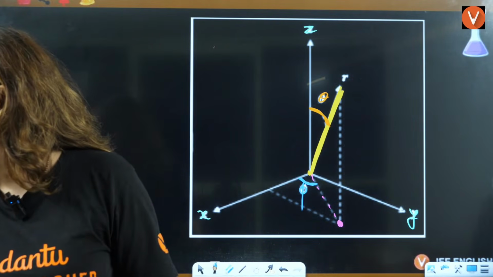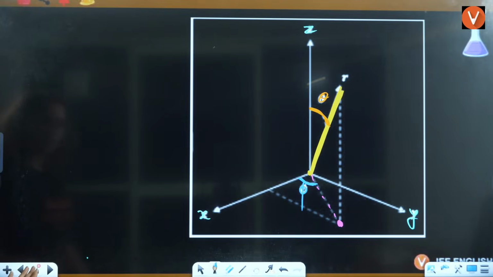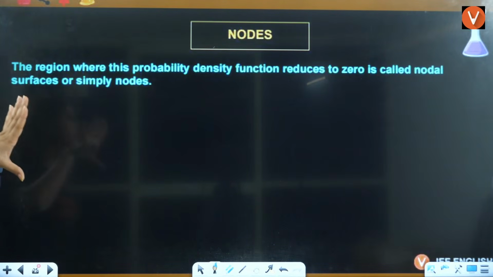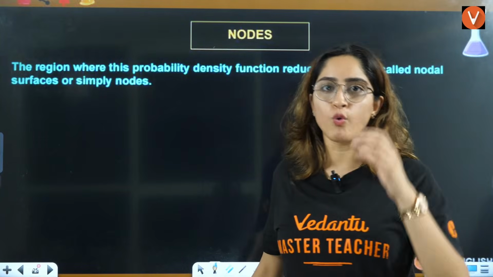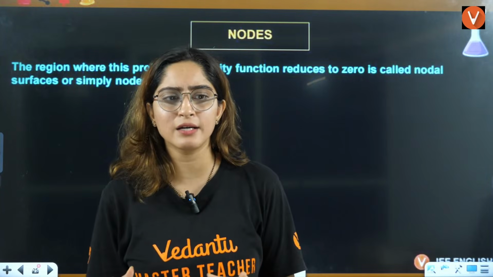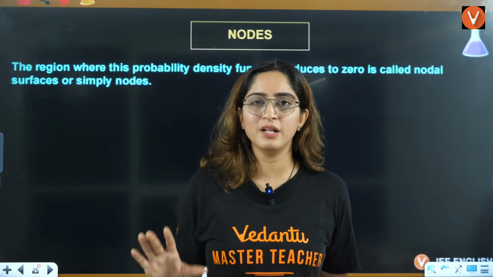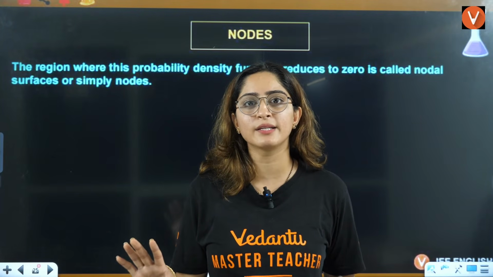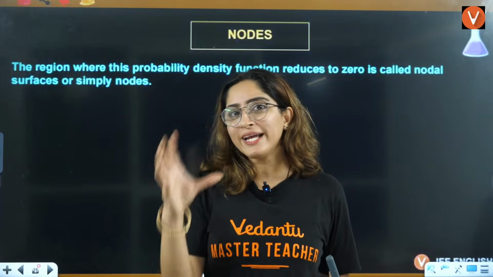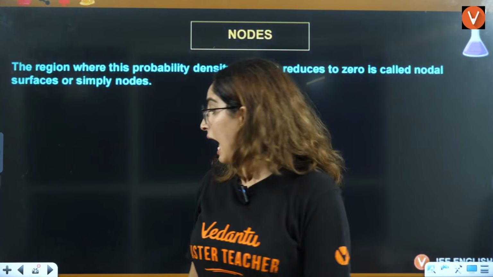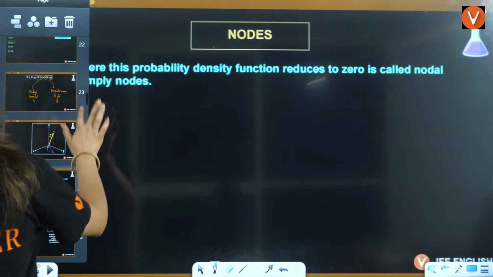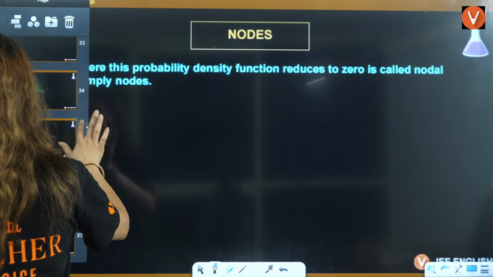Okay, everybody. Based on this, you have nodes. So what are these nodes? These nodes are simple things. They are the points where you can't find any electron. I'll show you one example of that. I have taken some screenshots for you guys.